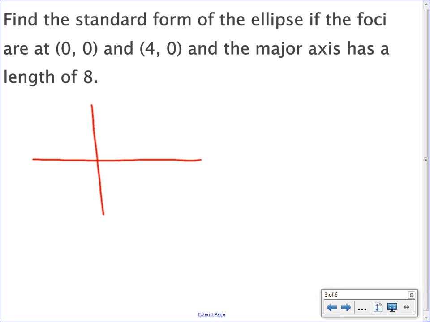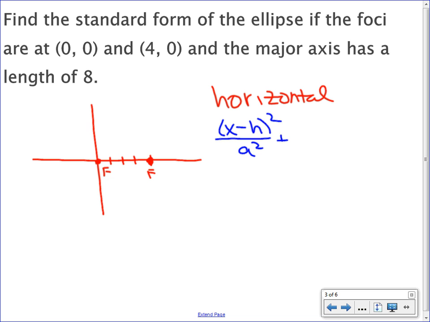So we have foci at (0, 0) and (4, 0). Right away, what kind of ellipse do we have? Horizontal, because we know that our foci lie along the major axis. So really quickly, I'm just going to remind ourselves of the standard form that we need to complete.